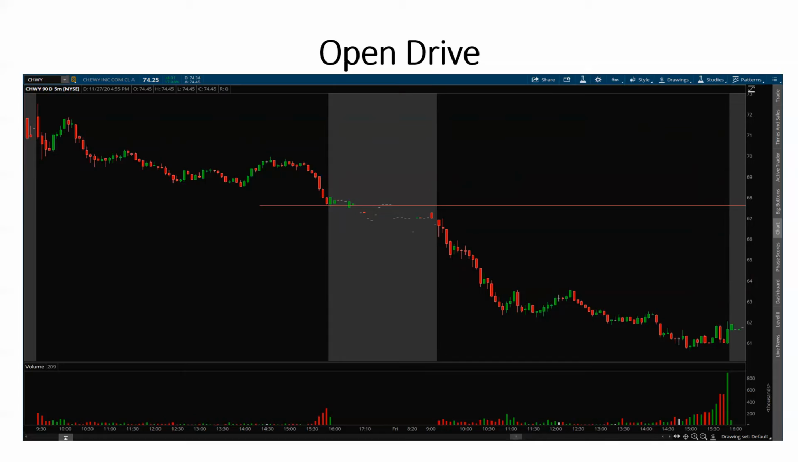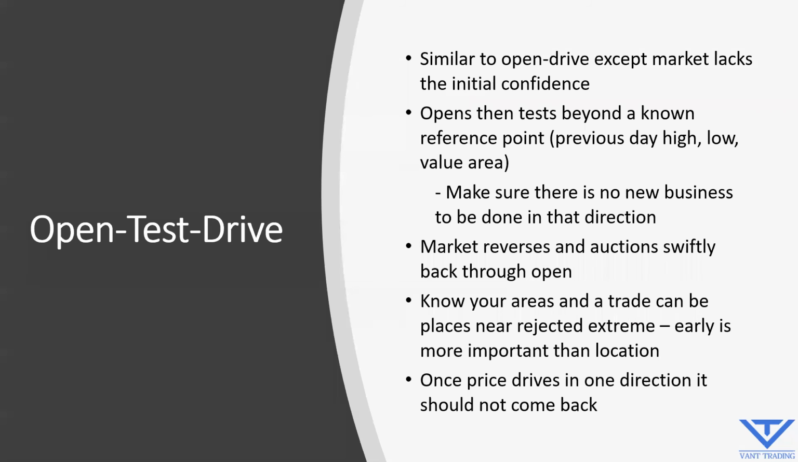Now, the next one, the second type, is what's called an open test drive. It's similar to the opening drive, except the market lacks the initial confidence. The stock opens, then tests beyond a known reference point, like the prior low, prior high, pre-market high, pre-market low. It makes sure there's no new business to be done in that direction, then reverses the auction swiftly back through the opening print and usually drives right through, in one direction.